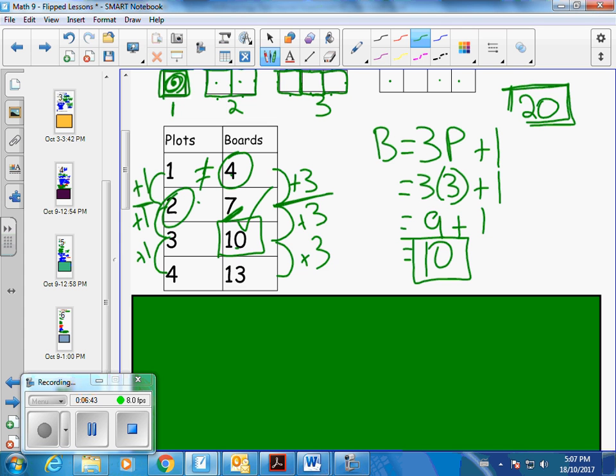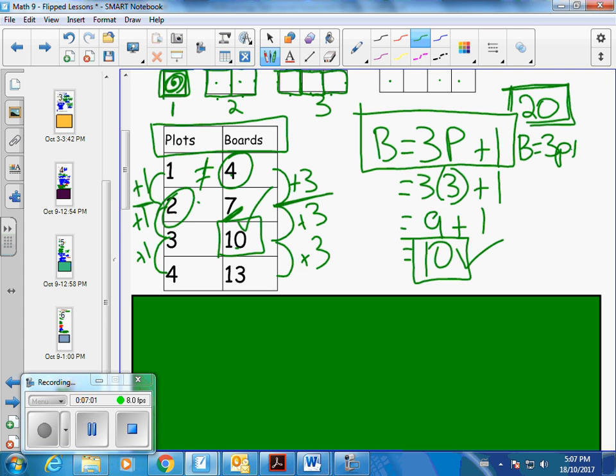Yes, it does. So 10 is correct. So I know that this equation is going to describe the mathematical relationship for this particular setup. Okay? I should also get in the habit of double checking more than one number just to make sure that it's working. So let's go ahead and try 4 as well.